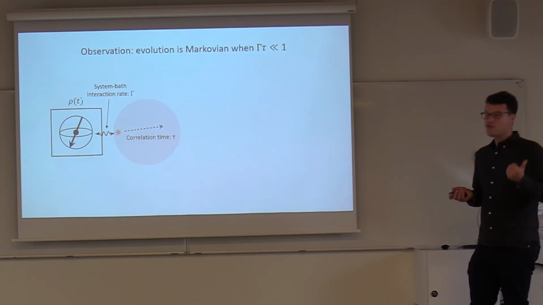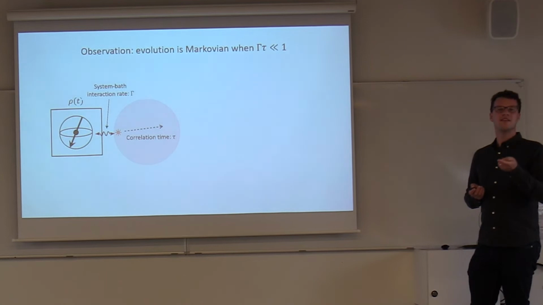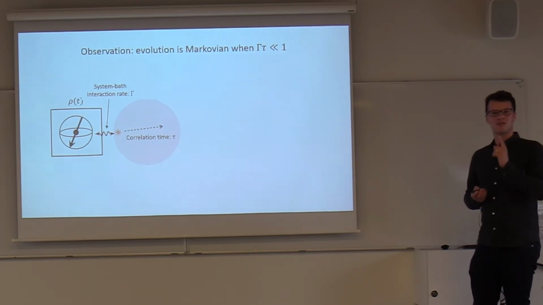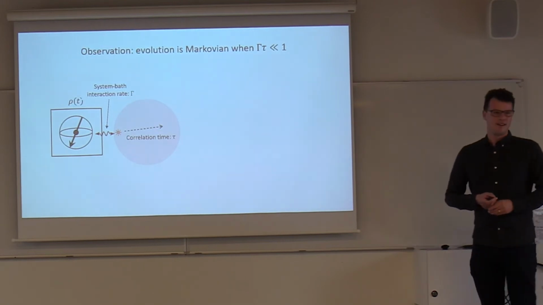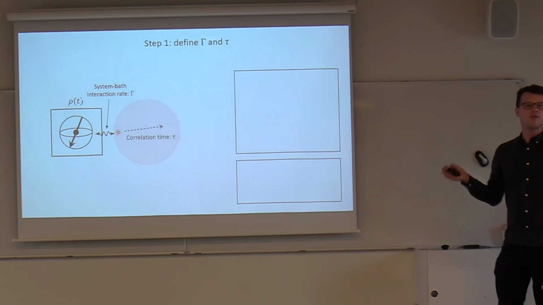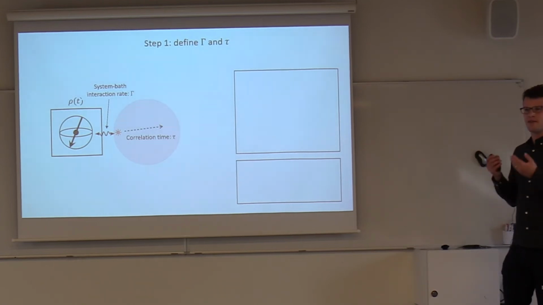And I argued before that there's a dimensionless parameter associated with this Markovianity, which is the ratio between the system-bath interaction rate and the escape rate of excitations. So we have this big gamma and this tau. The first step in our derivation is to define these timescales. Of course, there are many equivalent definitions, but for our purpose, we found a definition that works for us.